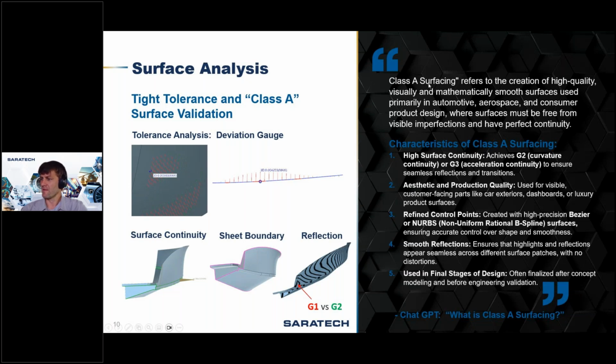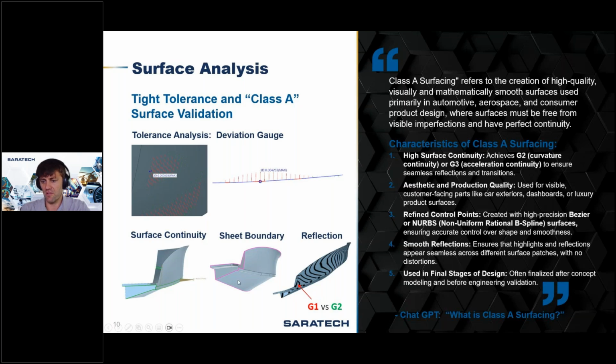Basically, it refers to creation of high quality, visually and mathematically smooth surfaces used primarily in automotive, aerospace, and consumer product design, where surfaces must be free from visible imperfections and have perfect continuity. That's really the key. NX has some excellent analysis tools for that. I'm going to start on the bottom here. Surface continuity, there's analysis for that. You can see in this model, I intentionally left this where I deviate a little bit from a true G1 tangency on one of my developments.